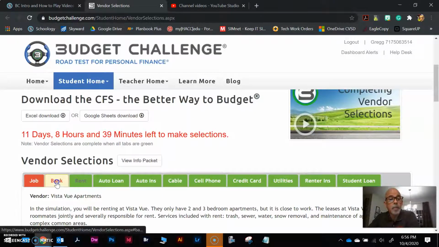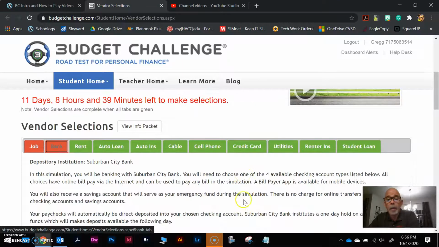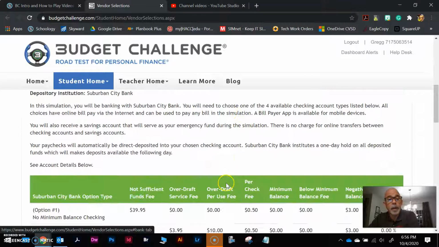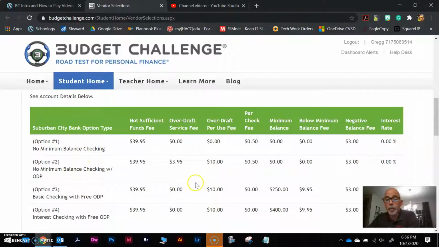Okay, your bank. So this is the last item here that I want to go through in this video. The option for the bank is, what kind of checking account do you want, and will you be covered if you have not enough money in your account? So they have 4 options here. The non-sufficient funds fee is the same, so no big deal.